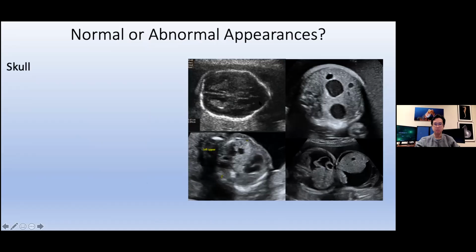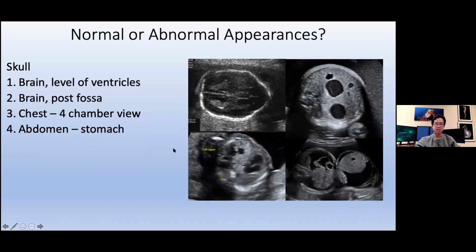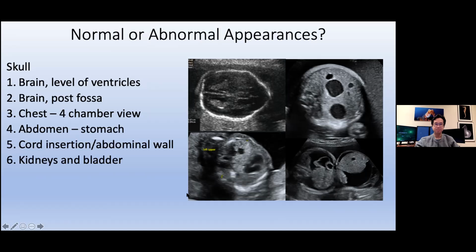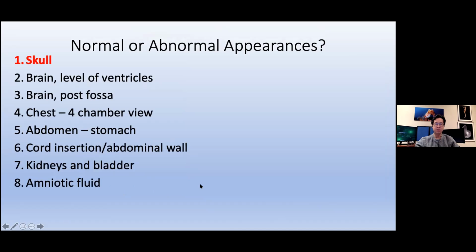The skull plane here looks abnormal. This is at the level of the ventricles. Look at this skull shape. It looks a little bit like a lemon. We can look at the posterior fossa in the brain, the 4-chamber heart, the stomach and abdomen. You can see here, this is at the level of the stomach. You can see this double bubble. Here's the cord insertion anomaly and the kidneys and bladder. You can also evaluate for amniotic fluid, and then you can look at the different sizes and their relative size to the other structures.